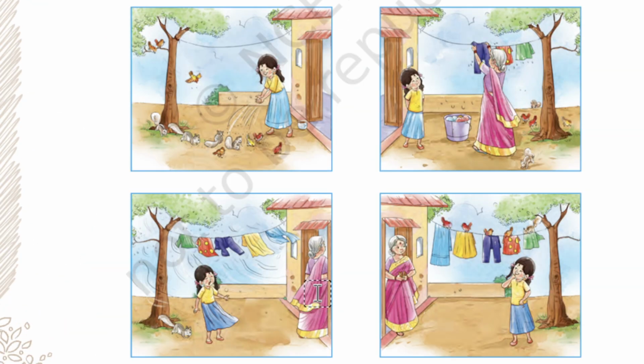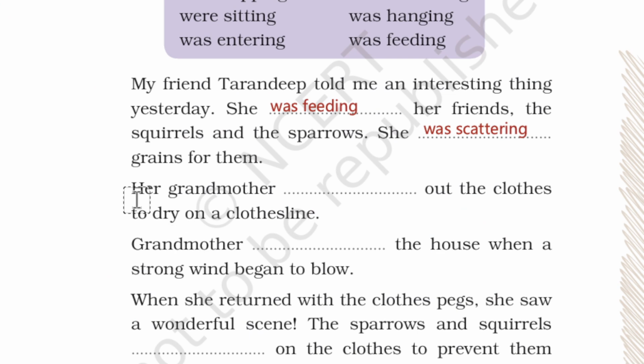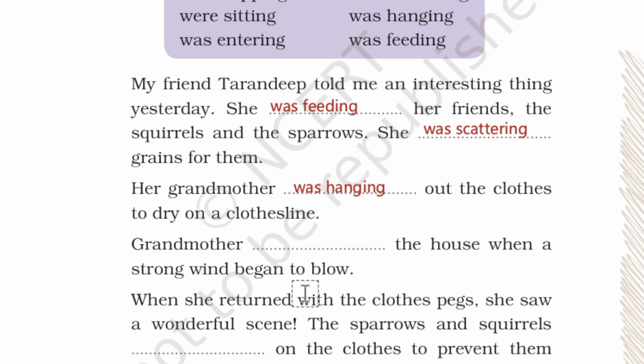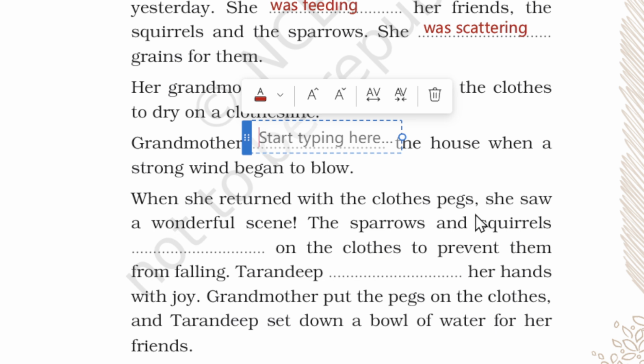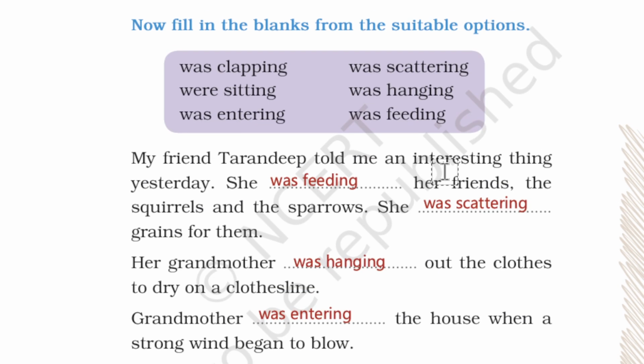So look at the picture. So first picture, second picture, and grandmother, what is she doing? Her grandmother dash out the clothes. So her grandmother was hanging out the clothes to dry on the clothes line. Grandmother was entering the house. Grandmother was entering the house when the strong wind began to blow.